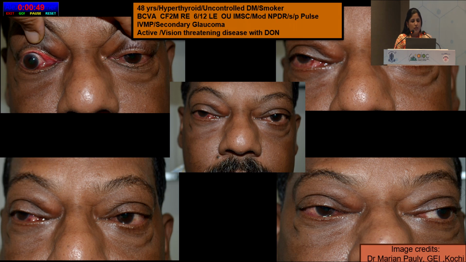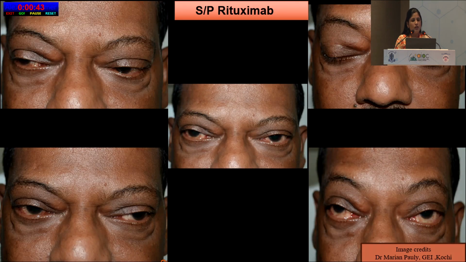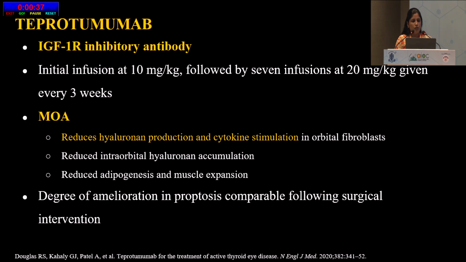So this was one such patient who had all the high-risk factors: secondary glaucoma, active vision-threatening disease with DON. He was given IVMP pulse therapy, which was supplemented with rituximab, and this is the final outcome.